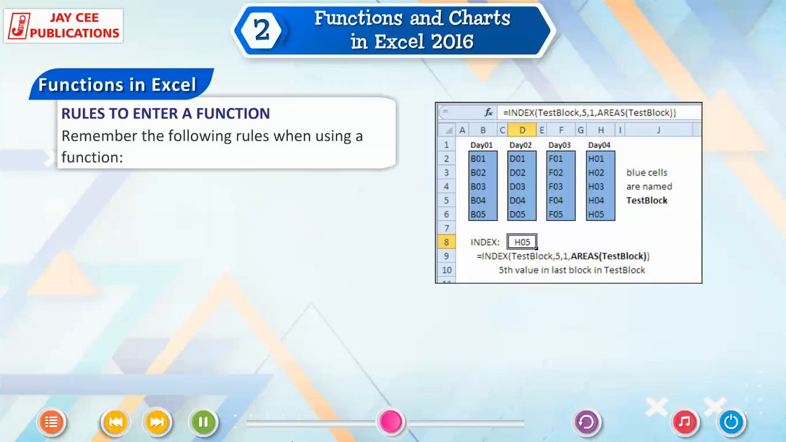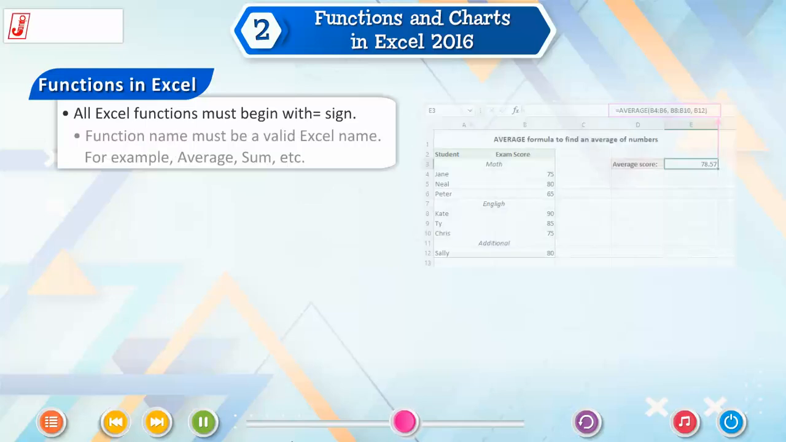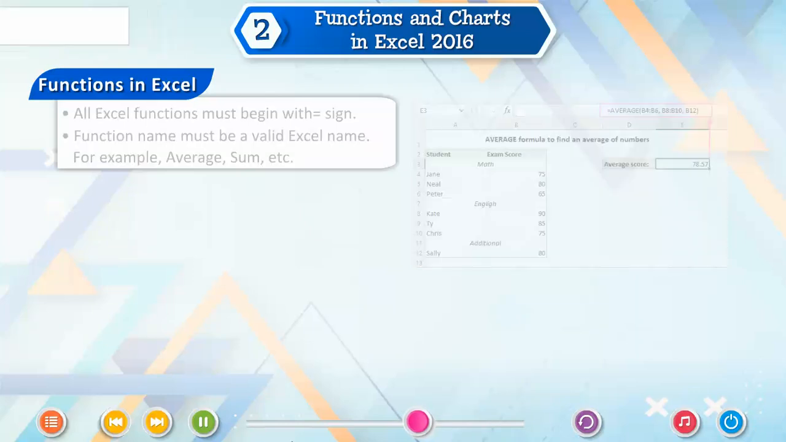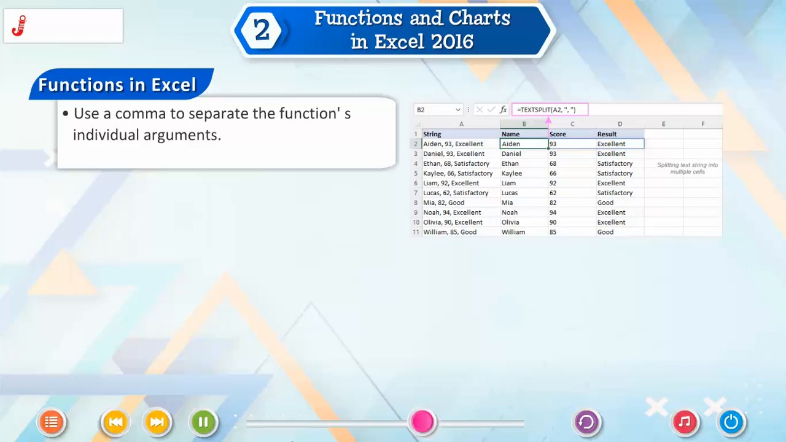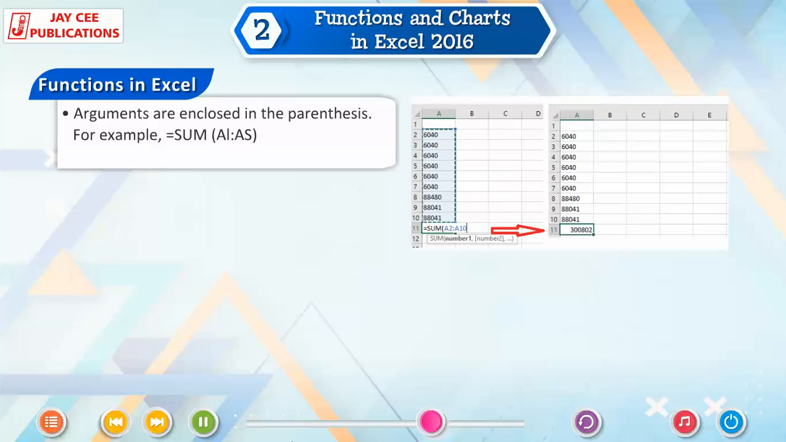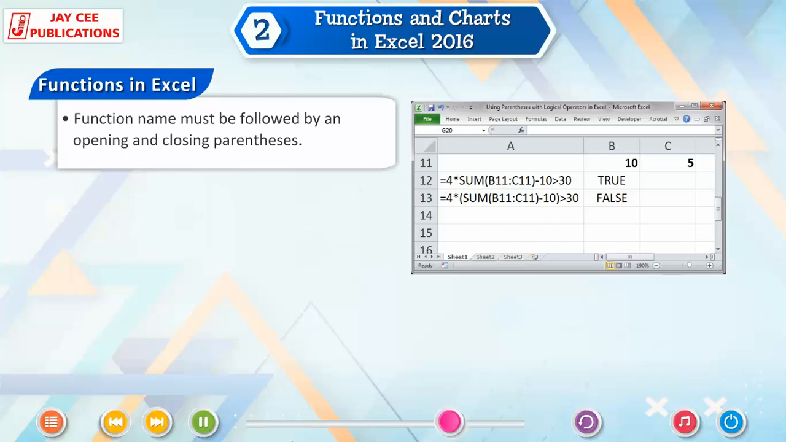Rules to enter a function. Remember the following rules when using a function. All Excel functions must begin with an equal to sign. The function name must be a valid Excel name, for example, AVERAGE, SUM, etc. Use a comma to separate the function's individual arguments. Arguments are enclosed in parentheses. For example, =SUM(A1:A5). The function name must be followed by an opening and closing parenthesis.